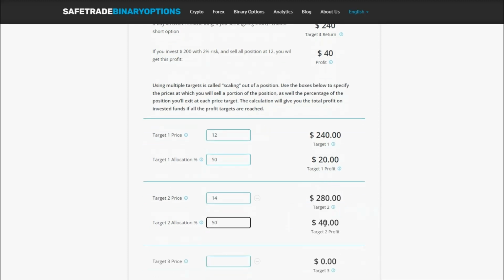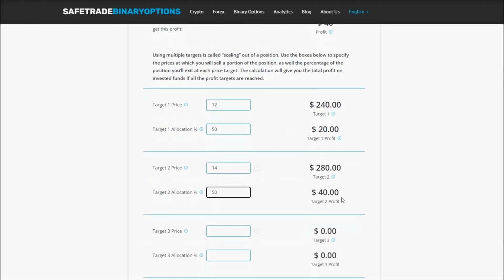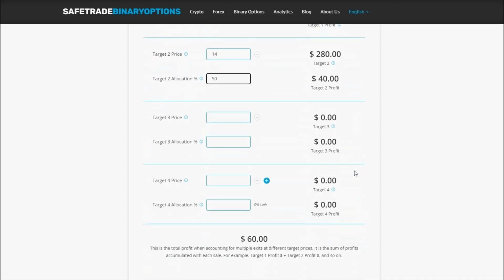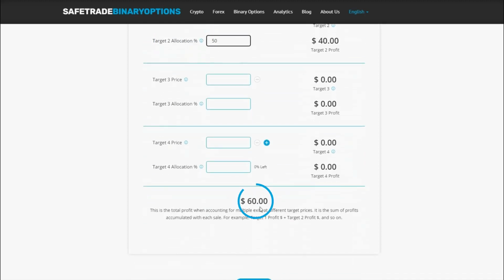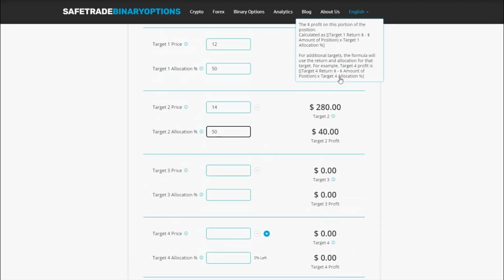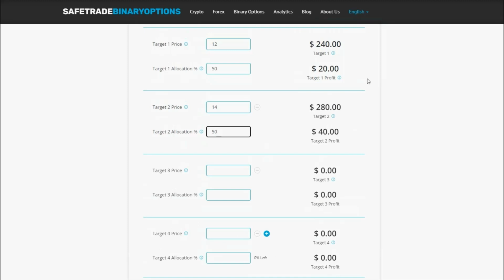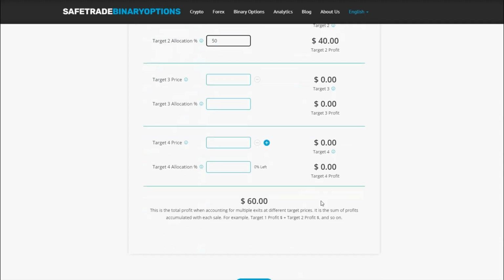It shows you how much you would have made if you sold it all at that target. And then this is how much you would have actually made. And then at the bottom, you will get a sum of your total profit. So on the first part of the position, you sold 10 shares for a $2 profit to make 20. On this second portion, you sold 10 shares for a $4 profit to make 40. Your total profit is $60.